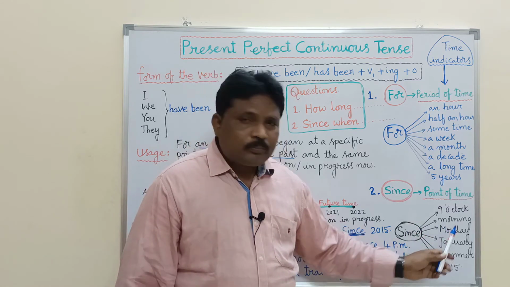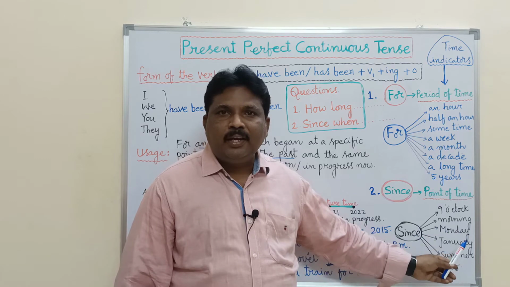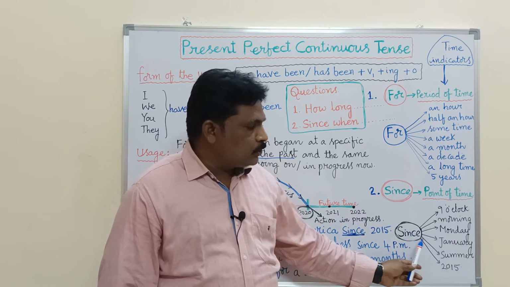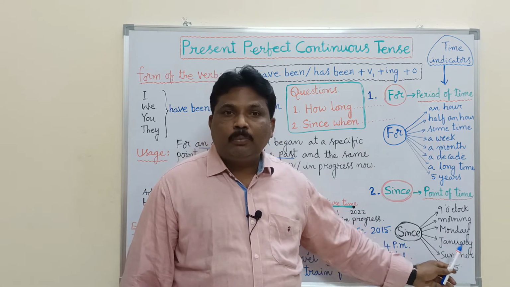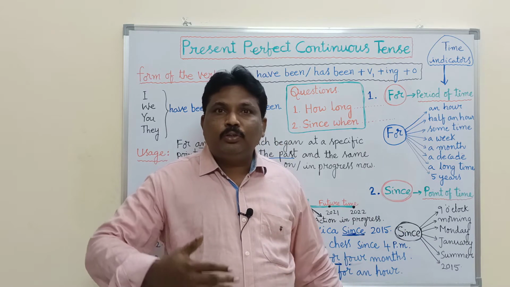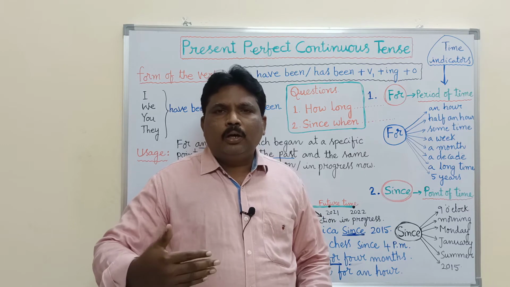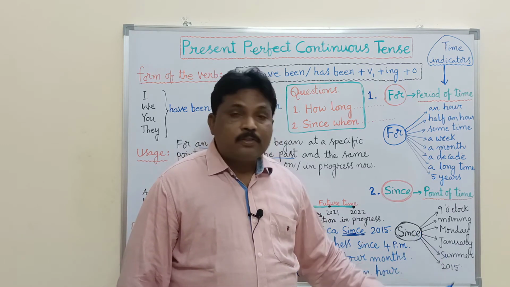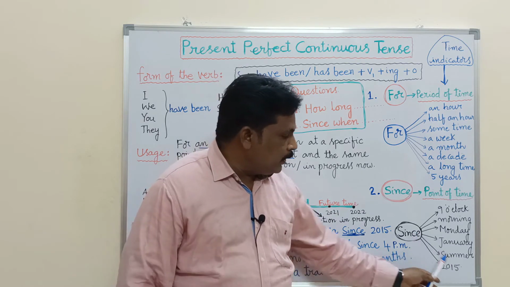And next, days of the week: since Monday, since Sunday, since Wednesday, since Saturday, like that. Next, names of the months: since January, since October, since November, since December. Next, seasons. Britishers, particularly European countries, they keep on using the seasons also. Since summer, since autumn, since winter, since spring, like that.